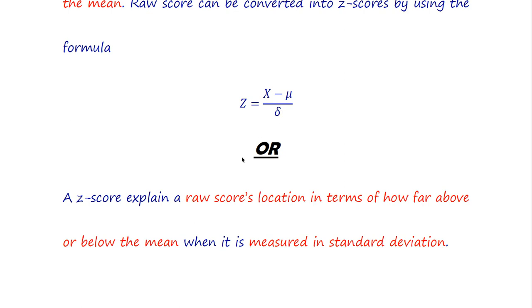Another definition of Z-score is that a Z-score explains a raw score's location in terms of how far above or below the mean it is, when measured in terms of standard deviation.